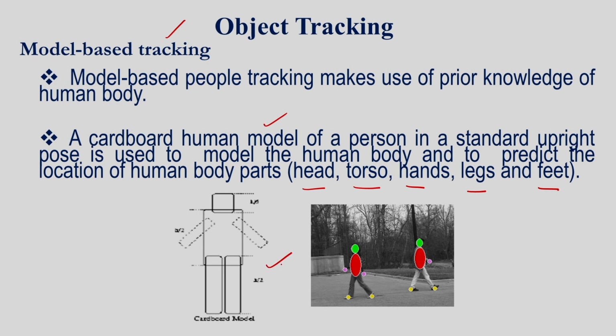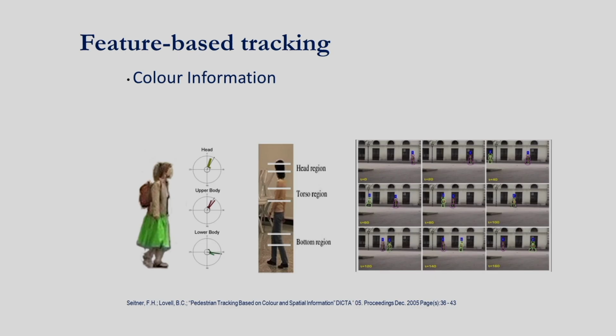And also we can consider feature based tracking. In this paper they considered the color information. Based on the color information they did the object tracking. In this example, they considered the color histogram. So, the color histogram corresponding to this portion, the head portion, the color histogram corresponding to the upper body, and the color histogram corresponding to the lower body. Based on the color information they did the tracking. That is the feature based tracking.